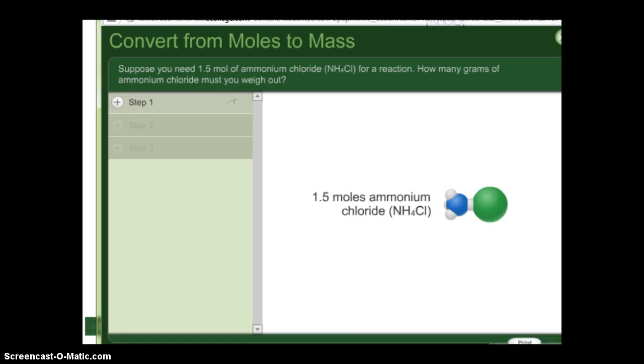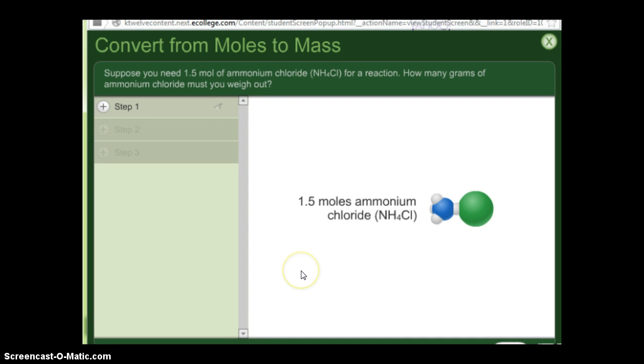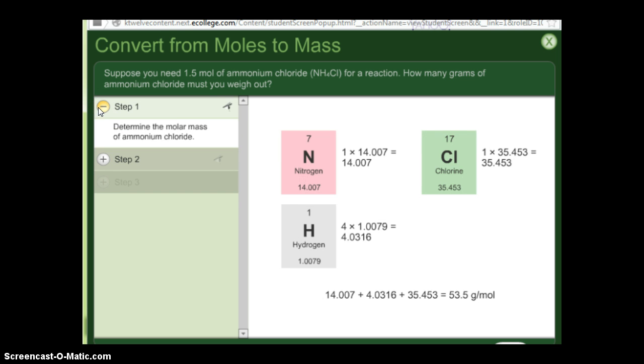To convert from moles to mass, multiply by the molar mass. Determining the amount of a reactant or product is a key skill that is practiced in all fields of chemistry. Suppose you need 1.5 moles of ammonium chloride for a reaction. How many grams of ammonium chloride must you weigh out? Okay, so what are we starting with? Start with 1.5 moles, and what's the unit for our answer? Our unit is grams. So, step 1, we need to determine the molar mass of ammonium chloride.